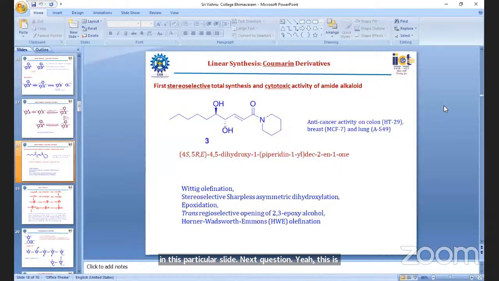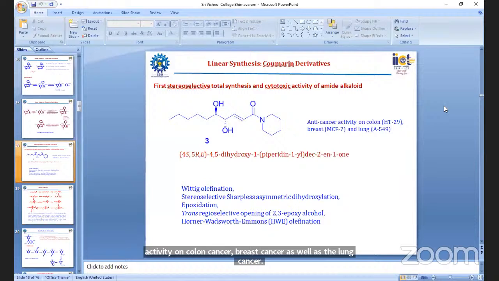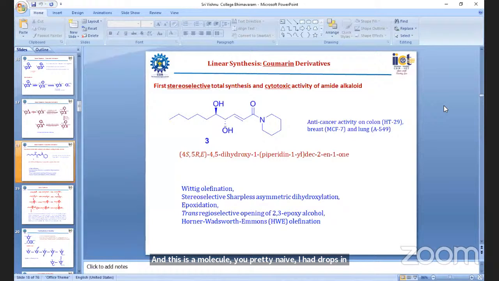That is a very simple reaction I have shown. Now whatever reaction I am showing is for the stereoselective synthesis. That means you have a chiral molecule. This is a molecule used for anti-cancer activity on colon cancer, breast cancer, as well as lung cancer. And this is the molecule piperidinyl dihydroxy decene, having at the fourth carbon the S isomer, and the fifth one is R and E. That is, there is a double bond, that is E, and the fifth configuration is R, and the fourth carbon configuration is S.